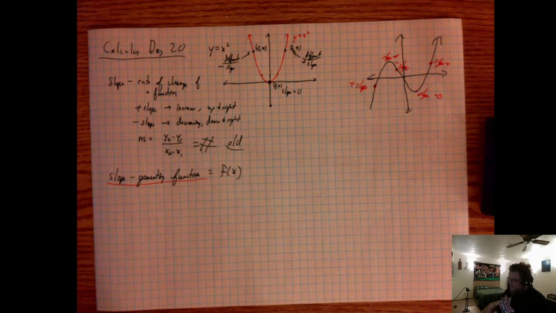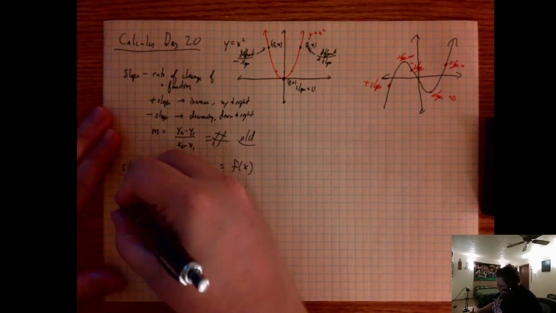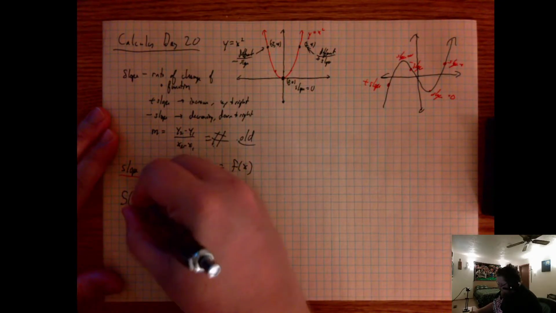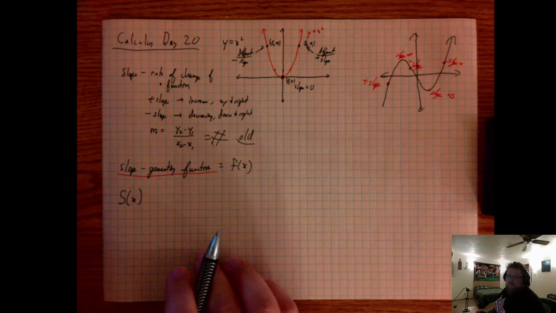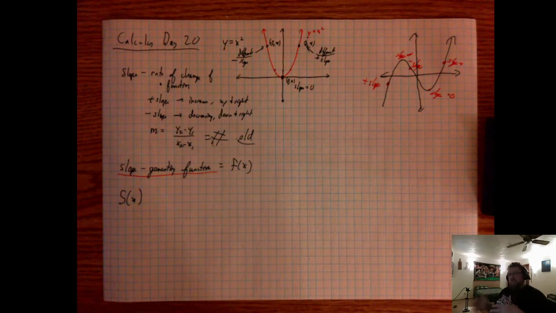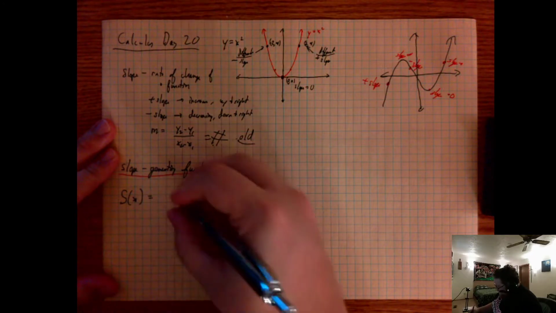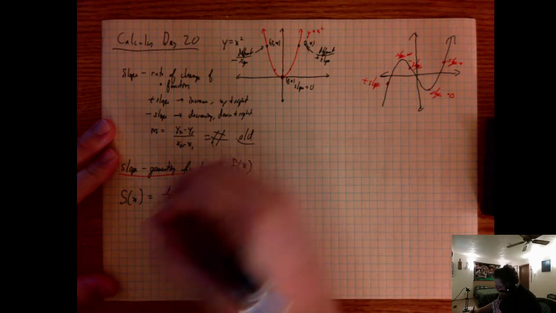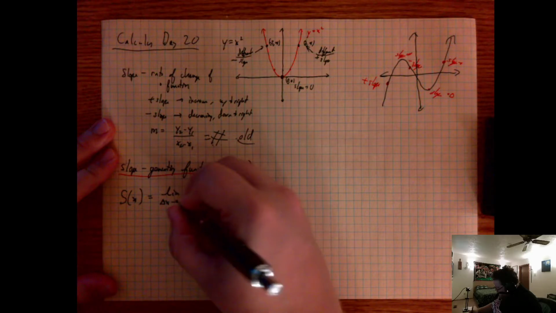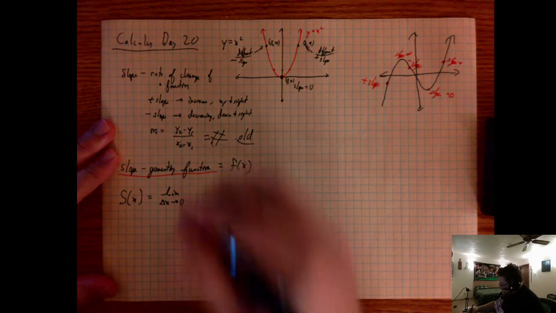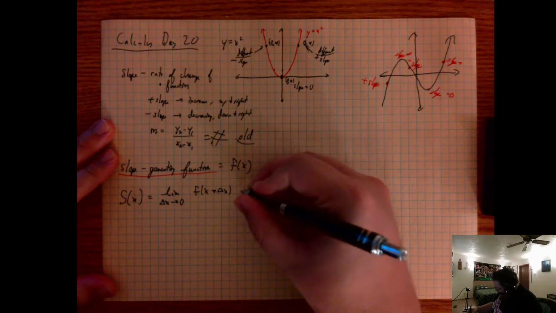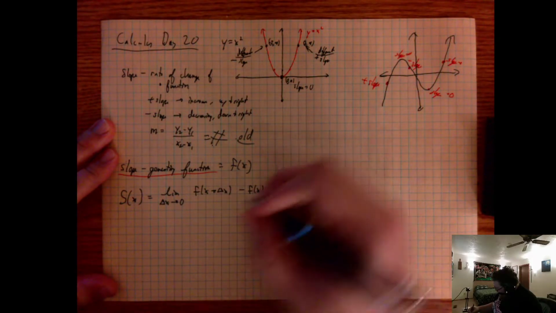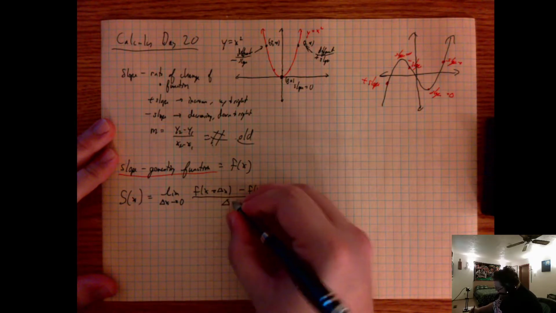Let's take a look. The slope generating function is found, so I like to call that S of x. Not all textbooks do. Most don't even give it a name. I like slope generating function because it's very visual. It generates the slope. So what do I call it? Slope generating function. The slope generating function is equal to the limit as delta x approaches 0 of f of x plus delta x minus f of x all over delta x.